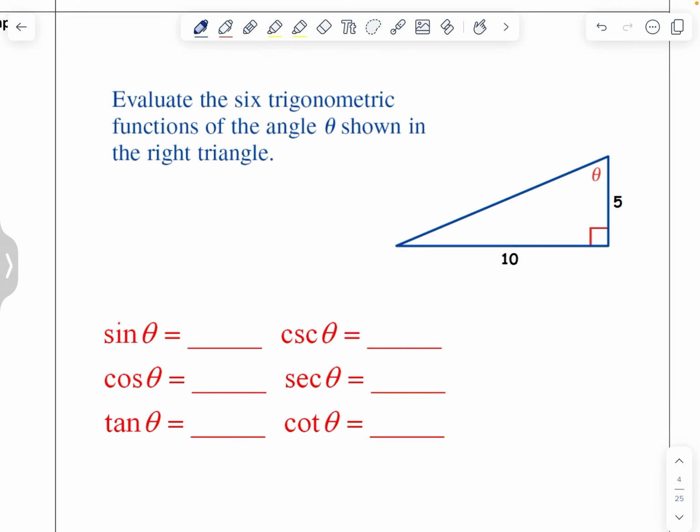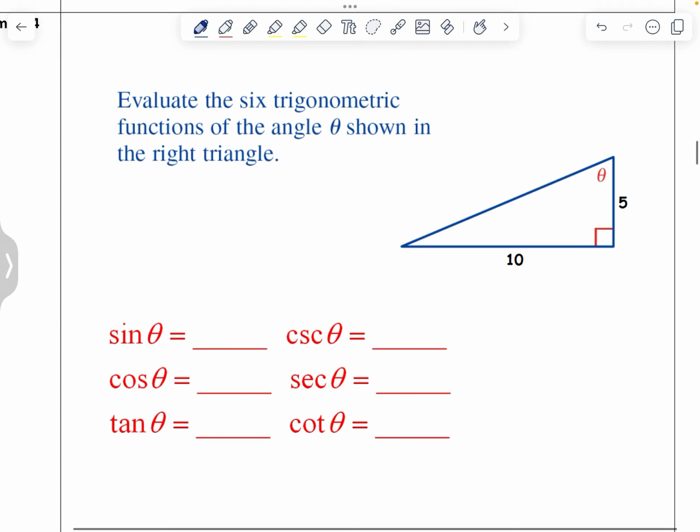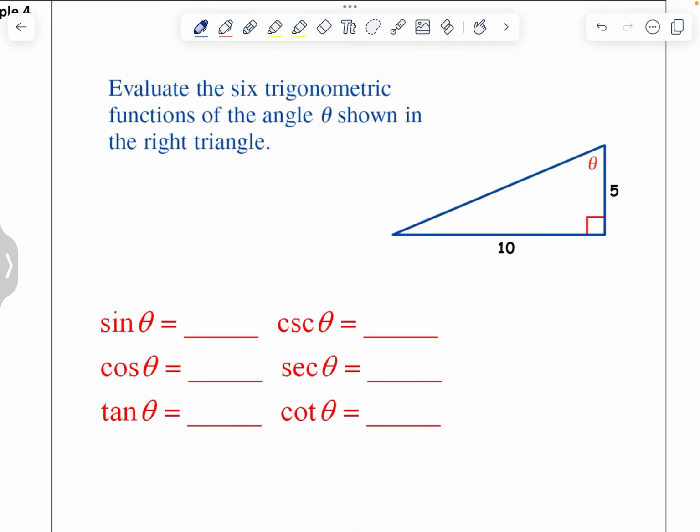Okay, we're going to do this again, but this time I gave you the legs of the right triangle and not the hypotenuse. So you'll have to use the Pythagorean theorem to solve for the hypotenuse. It doesn't matter which one is A or B. What matters is that your hypotenuse is C. That's key.